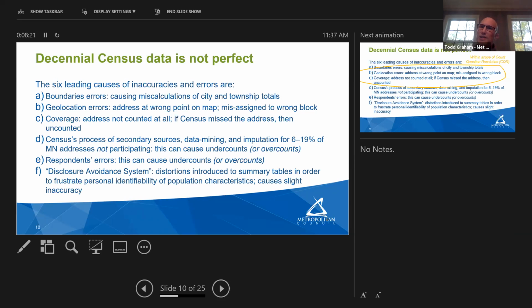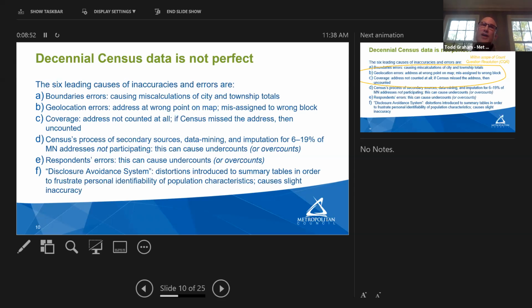So at the top of this list is boundary lines being wrong. I'm going to describe in a couple of slides how we will be working with the counties and the Census Bureau to remedy those problems where they're discovered. Second problem, situations where addresses were counted, but then were put on the wrong spot on census's map. This is called a geocoding or geolocation error.